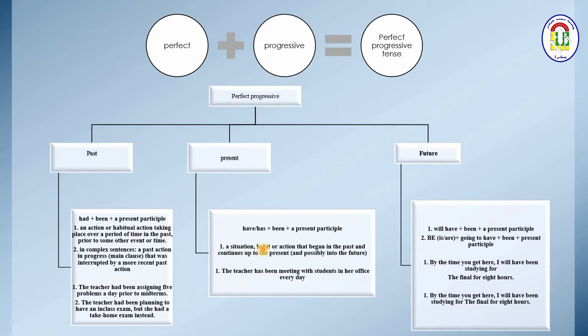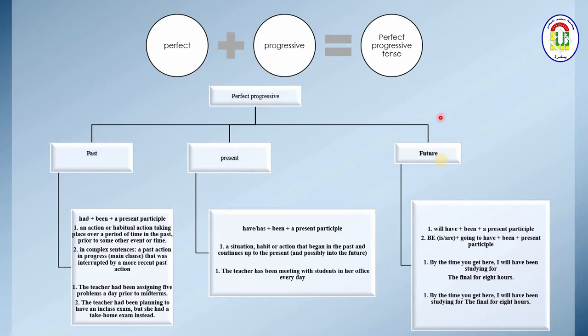So here, as I said, a situation, a habit or action that began in the past and still continues to the present and may continue till the future. Example: the teacher has been meeting with the students in her office every day. Has been meeting. So he started meeting them in the past and he is still meeting them in the present, and he may continue till the future. So this is normally the present perfect progressive.